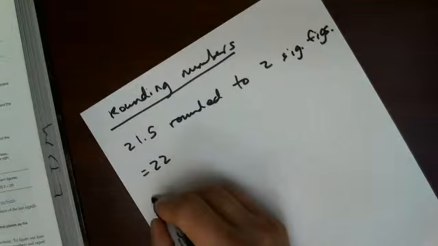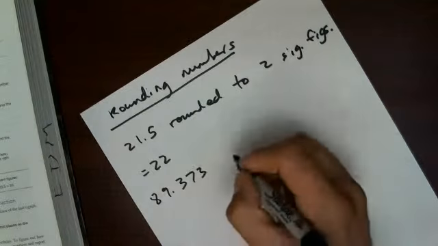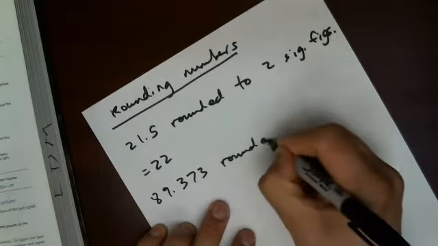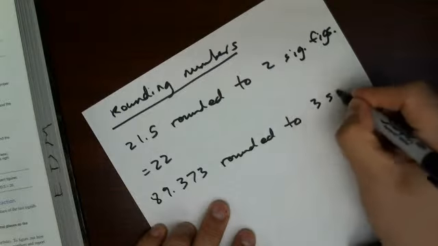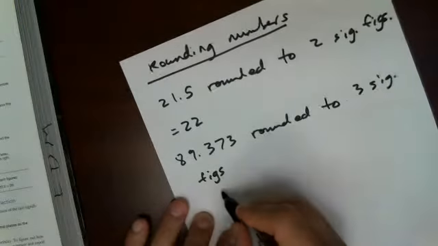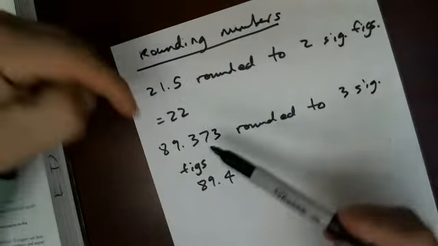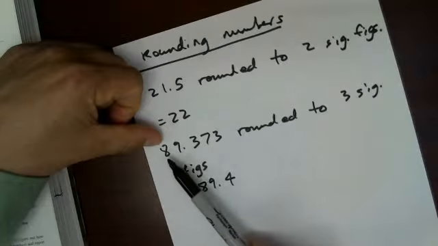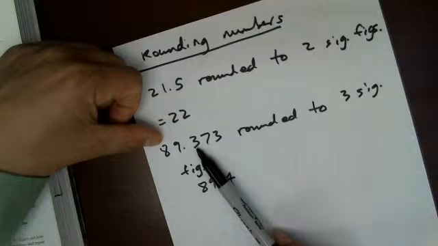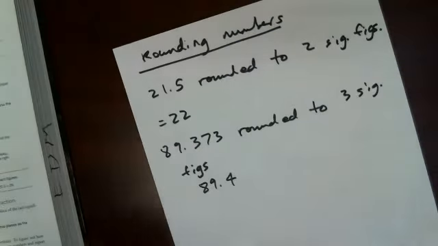If we had 89.373 rounded to 3 sig figs, we'd have 89.4, because the number that I'm rounding is the third significant figure, and the number to its immediate right is 5 or greater, and so this one is going to be rounded up.